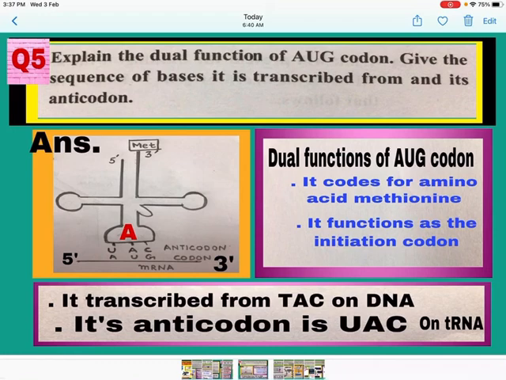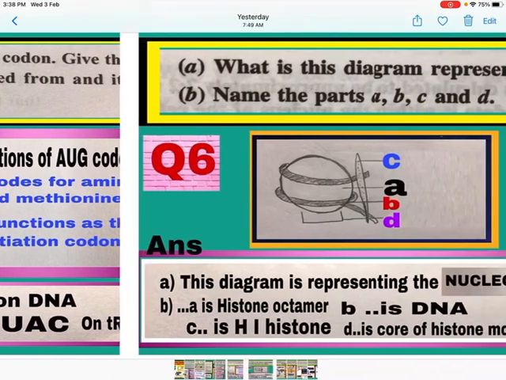So, write the answer. It is transcribed from TAC on DNA. Part 3 of the question, write its anticodon. As anticodons are present on transfer RNA, the anticodon for AUG on transfer RNA is UAC, and you can also draw the diagram along with the answer.